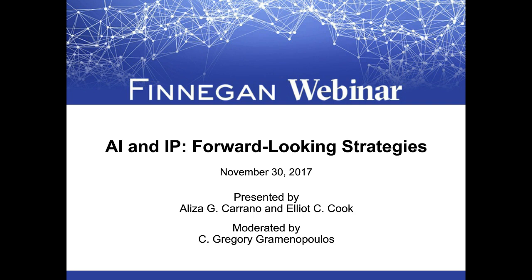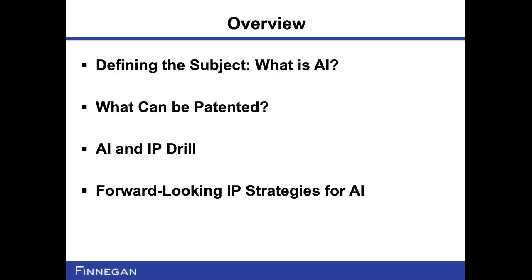We thought it'd be helpful to first provide an overview of what we'll be covering today. We have essentially four main topics or areas that we want to cover. First, we'll again take a look at what is AI, what is artificial intelligence. This is a topic we covered in the first webinar, but we'll re-look at that question and try to put some context around what is AI and, more importantly, how it's being defined relative to IP and in particular patents.